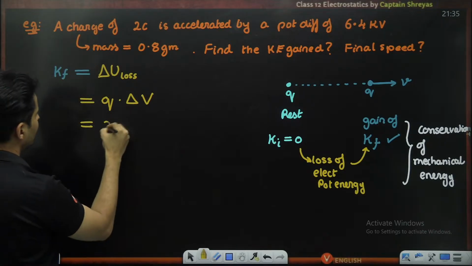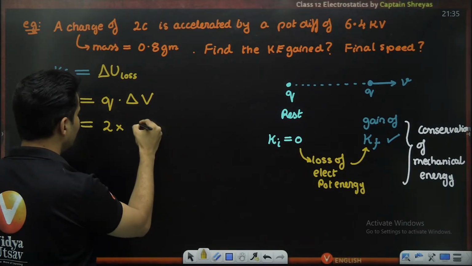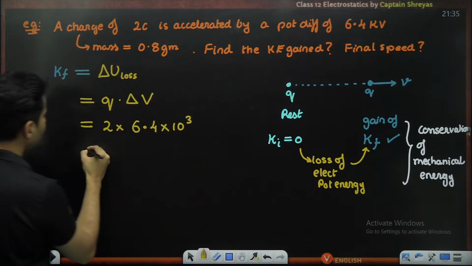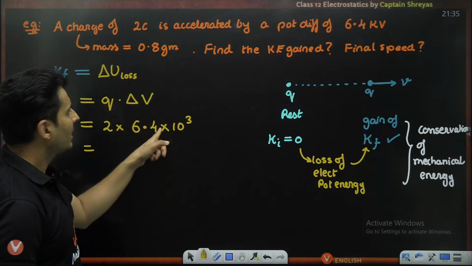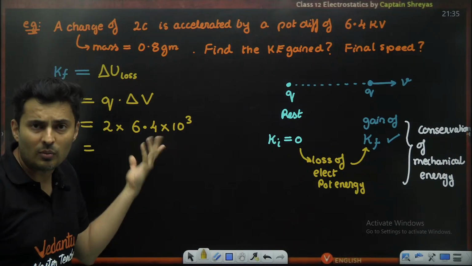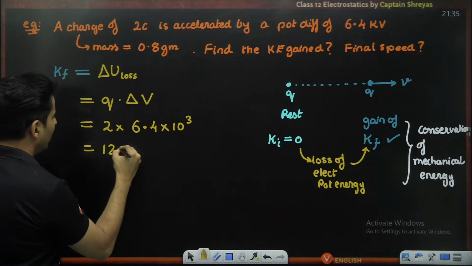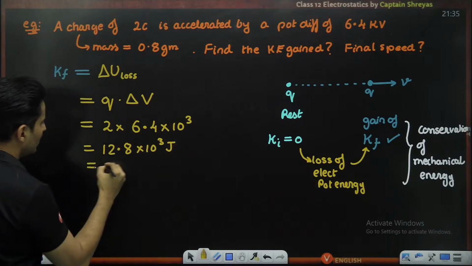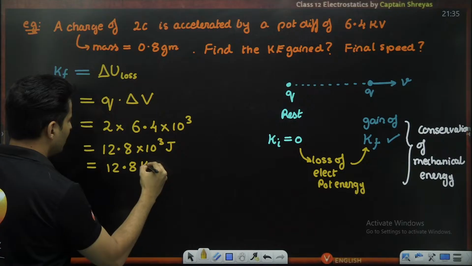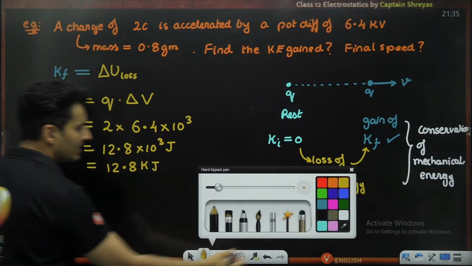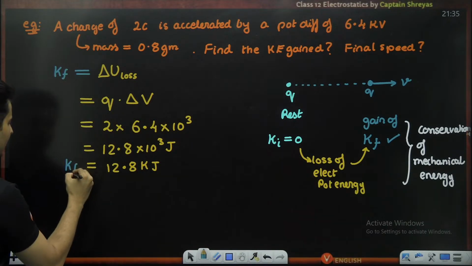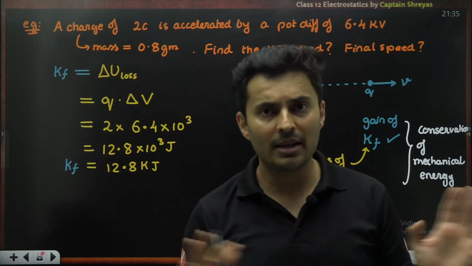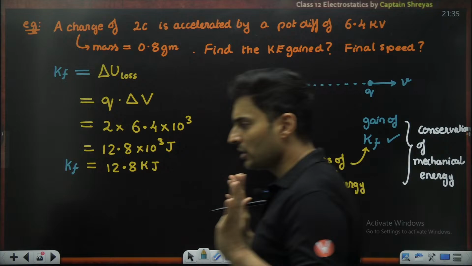So what is the charge? It is clearly mentioned as 2 coulombs. What is the voltage difference? 6.4 kilovolts, so into 10 to the power 3. Now 6.4 into 2 is 12.8. So this will become 12.8 into 10 to the power 3 joules, which you can also write as 12.8 kilojoules. So that is the final kinetic energy of the charged particle. Is this clear? How do we solve it? Everybody with me, understood how to solve this particular question?